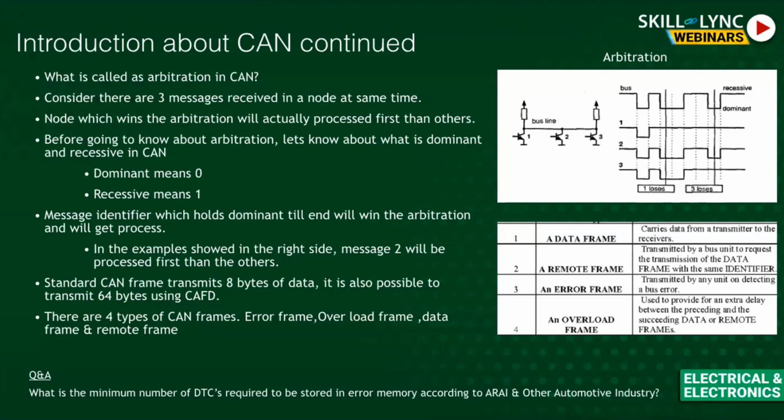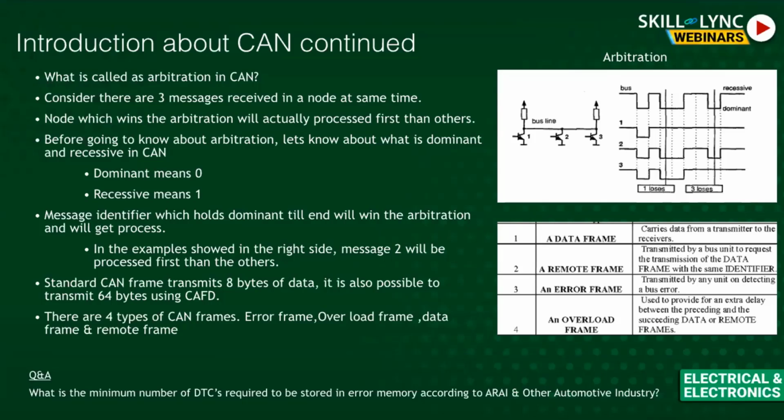So here you can see the bus: initially it went down and went up. Constantly down for some time, constantly up for some time, and down and up for the recessive bit. Below, there are 1, 2, 3 lines, right? Let us say there are three different messages transmitted on the bus, and all three messages are received at the receiver node.